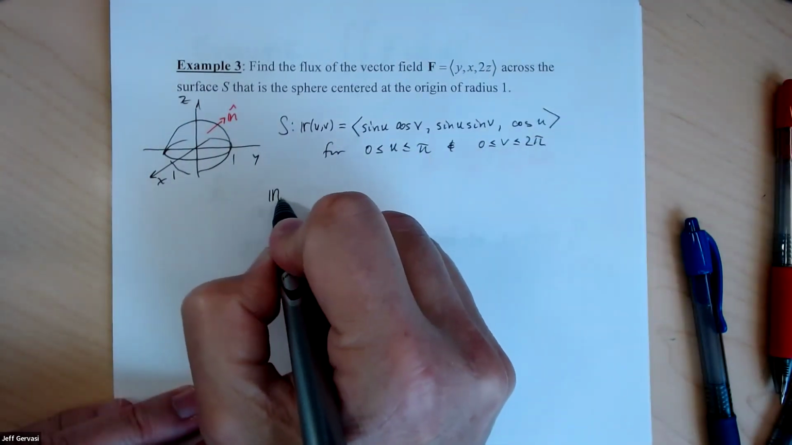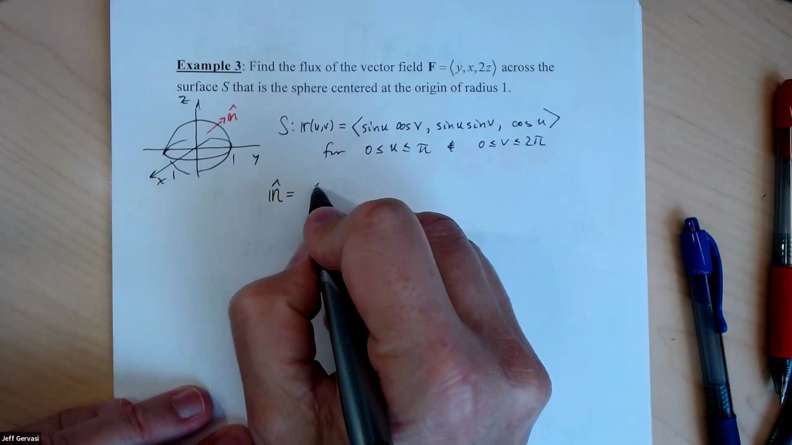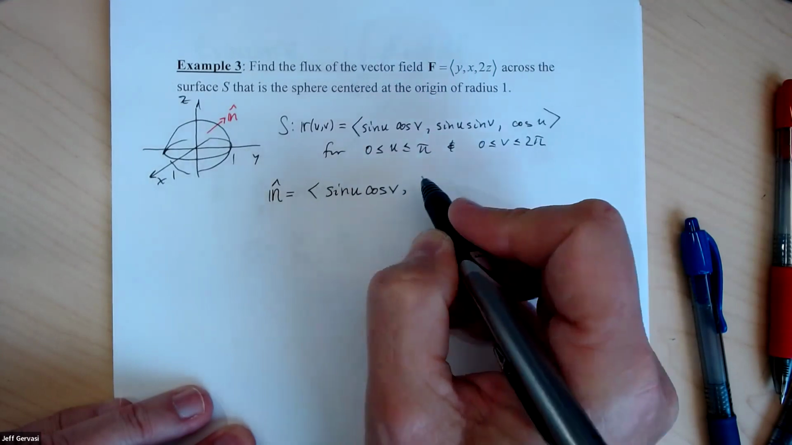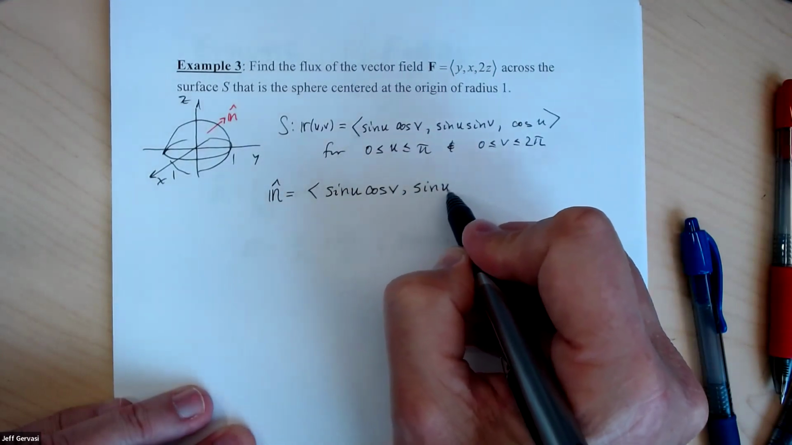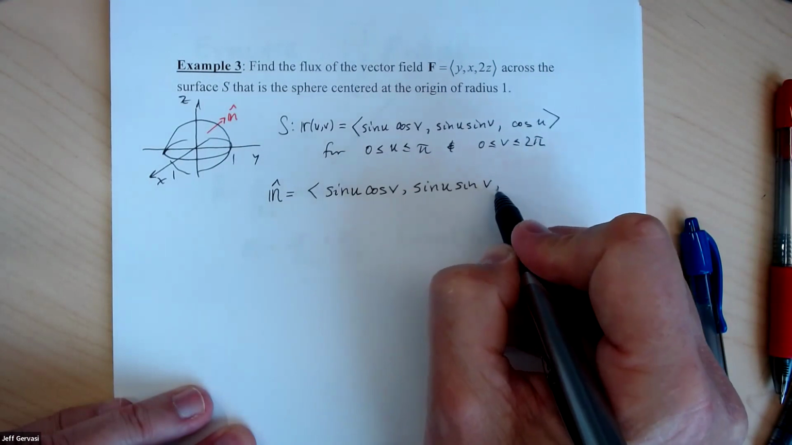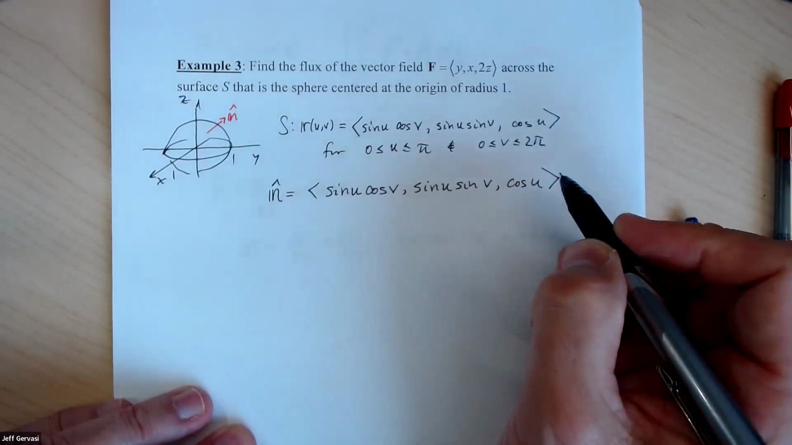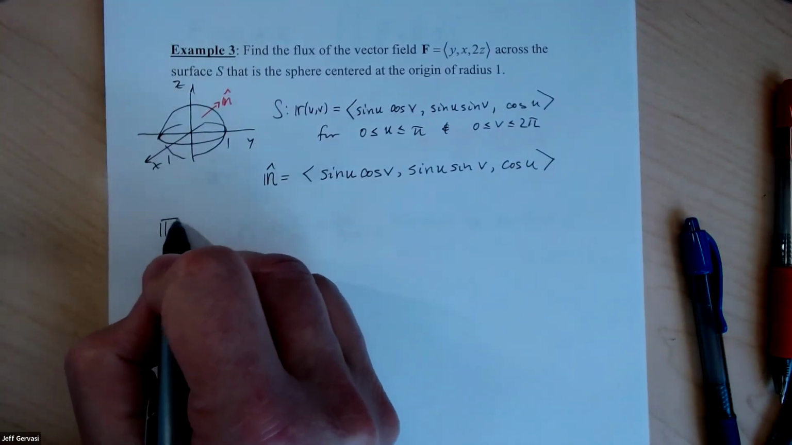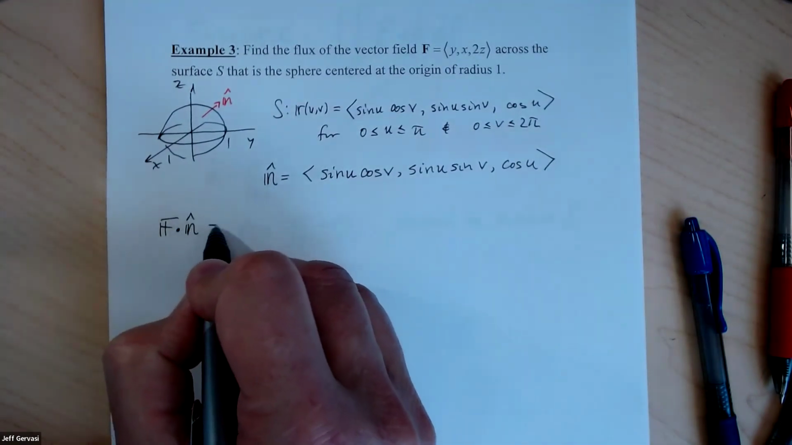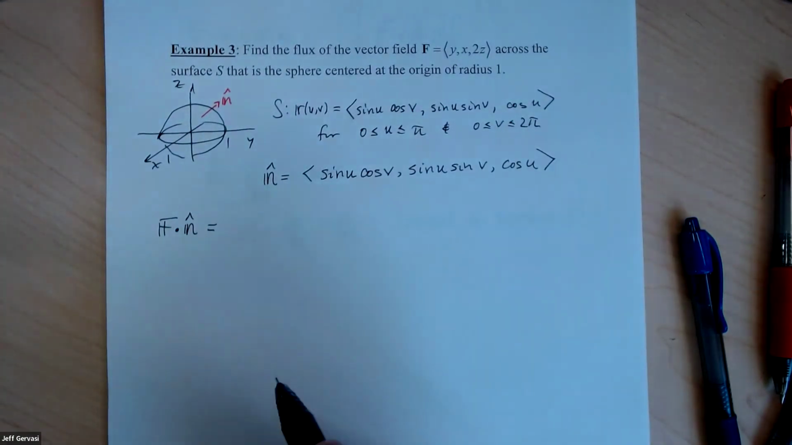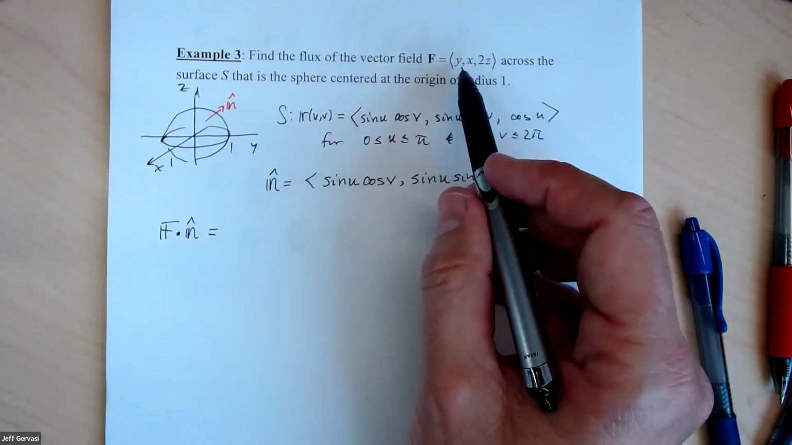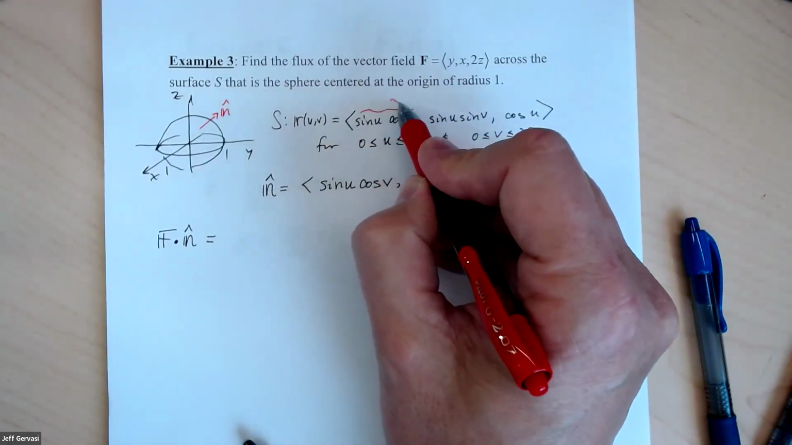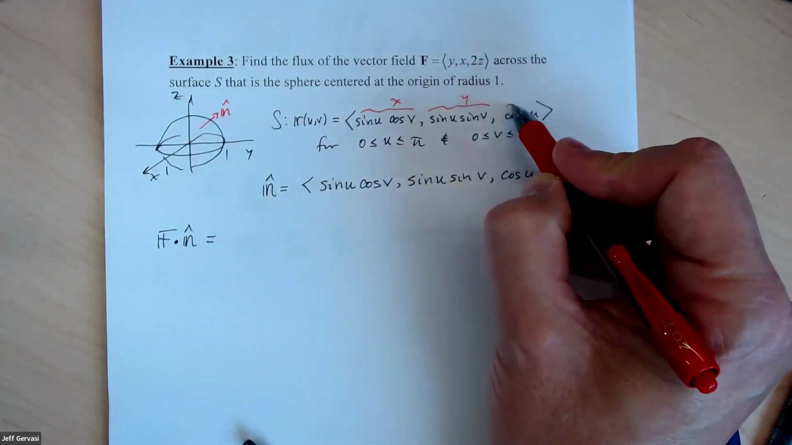I'll leave it to you to verify that the unit normal vector is this. Next, I want to find the dot product of F with n. All right, and now here's my vector field. Now I need to put that in parametric form. So remember, this is my x, y, and z.